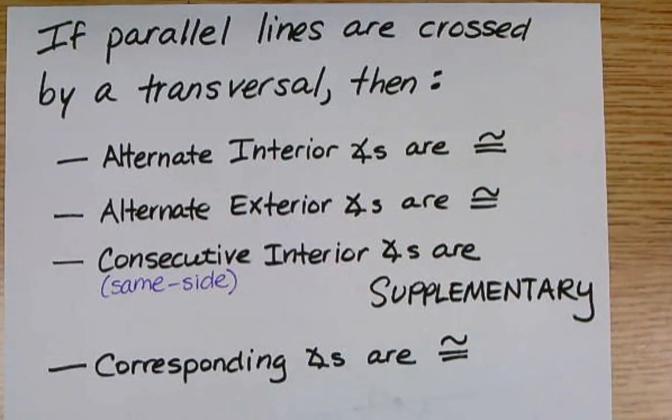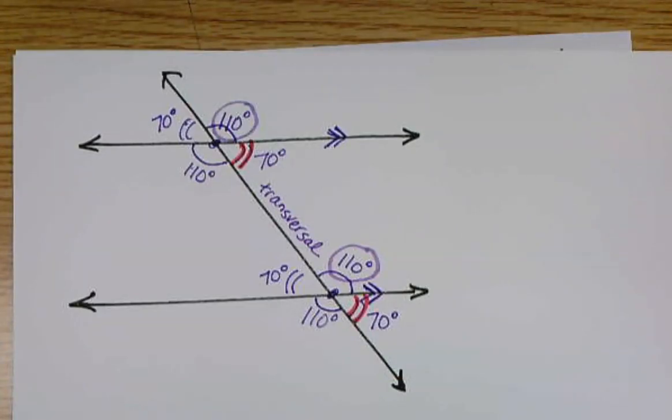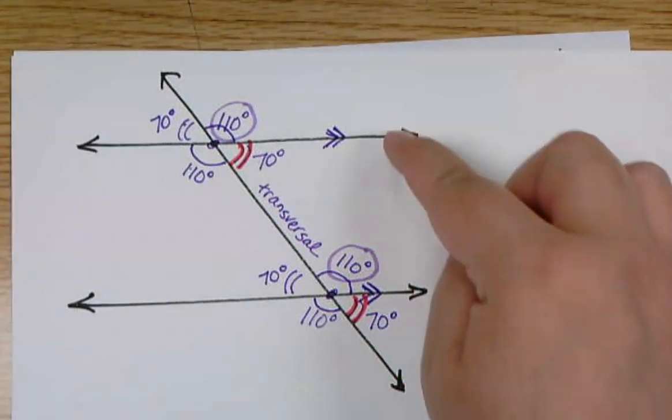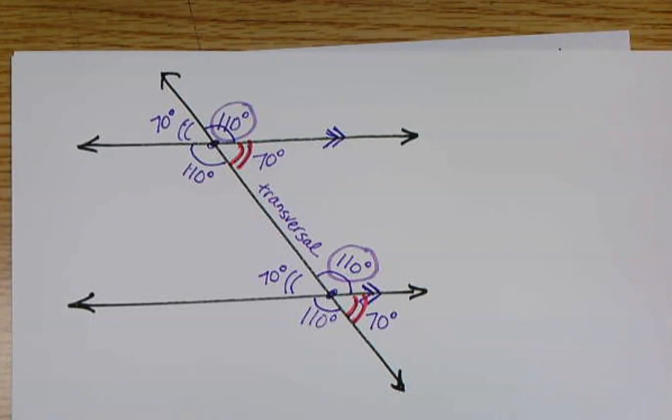Okay? Now, one of the main things I want you to notice here is how many different angle measures I have in this picture. If everything is either congruent or supplementary, then that means I only have 2 angle measures in the entire picture, assuming my lines are parallel. Everything in this picture is either 110 or 70, and that's always going to be the case when your transversal crosses 2 parallel lines. So let's look at another one like that.